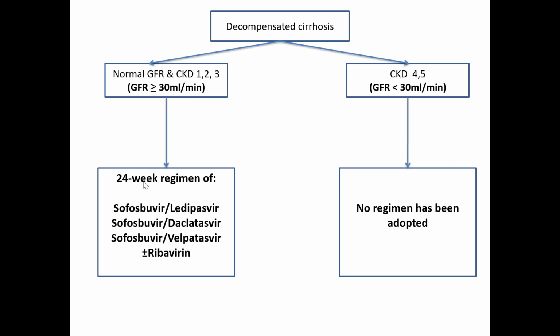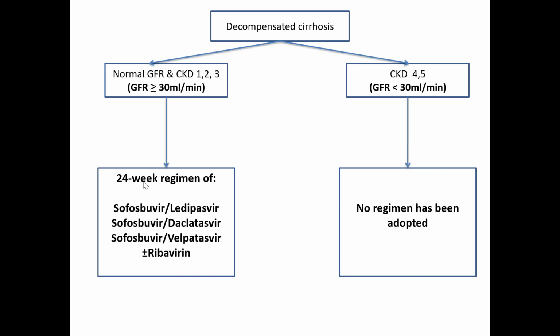In case of decompensated cirrhosis, if the patient has normal GFR or GFR above 30 ml per minute, CKD stage 1, 2 or 3, he can receive a 24-week regimen of sofosbuvir, ledipasvir, or sofosbuvir, daclatasvir, or sofosbuvir, velpatasvir, plus or minus ribavirin if he can tolerate ribavirin.